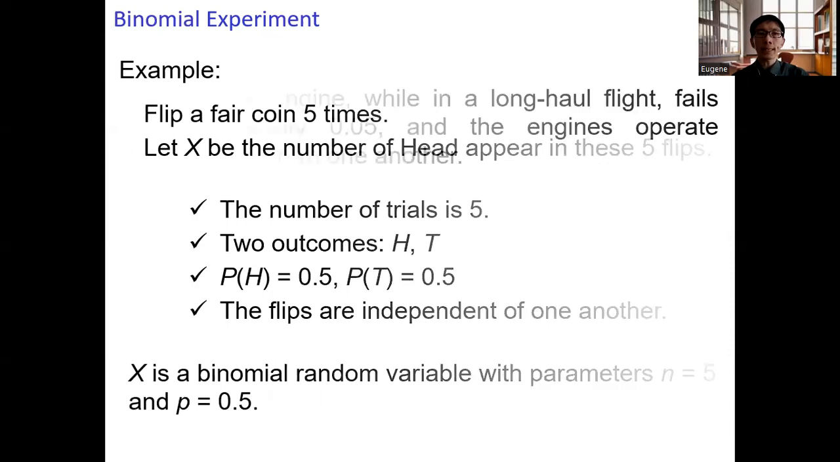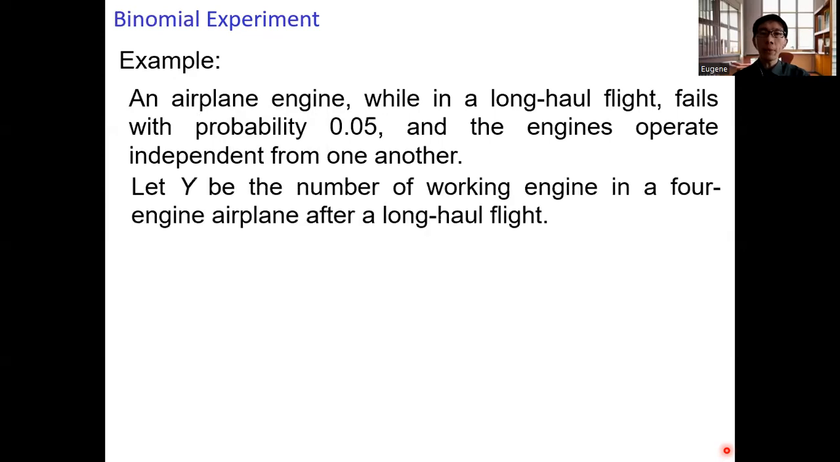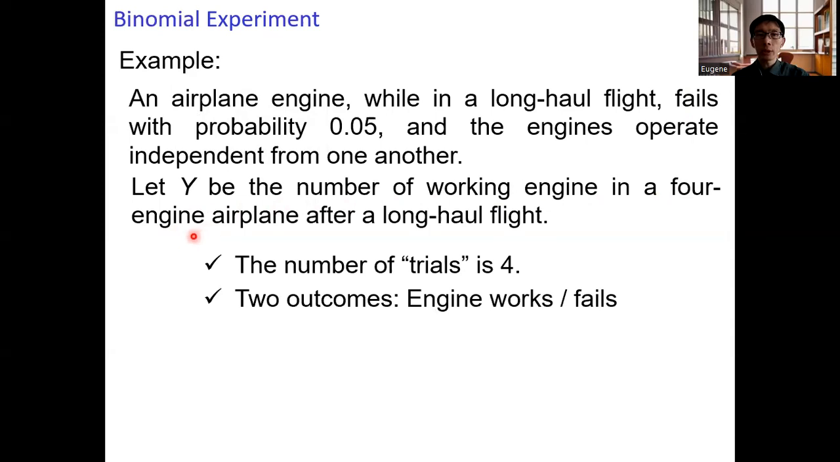Let's take a look at another example. An airplane engine, while in a long-haul flight, fails with probability 0.05, and the engines operate independent from one another. Let y be the number of working engines in a 4-engine airplane after a long-haul flight. The first condition, the number of trials is 4. There are altogether 4 engines. And the second condition, there are only 2 outcomes. Either the engine works or fails.